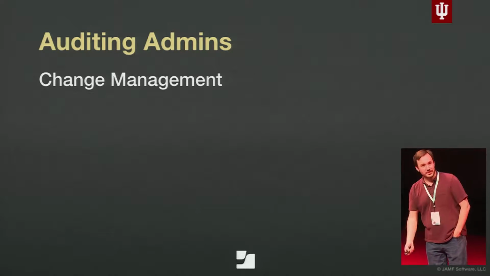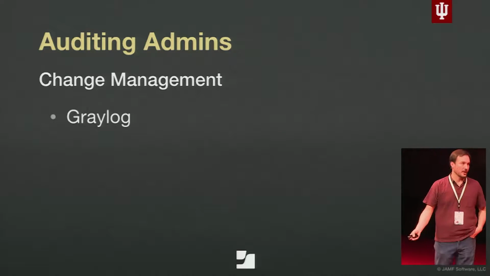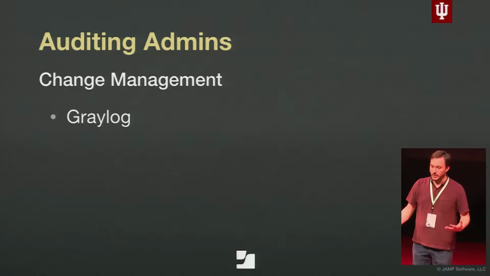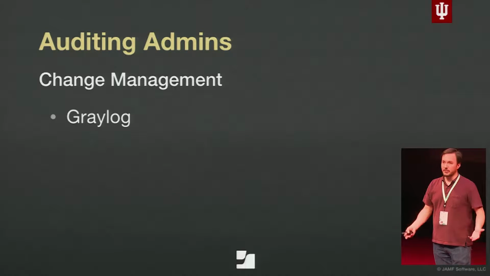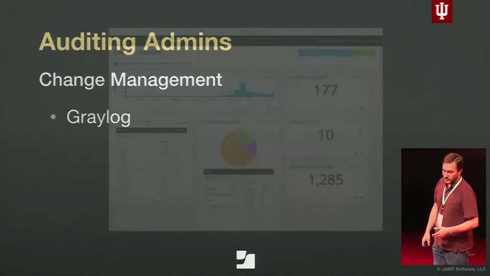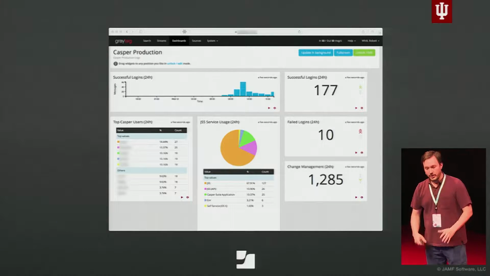So you can actually look at the auditing logs within Casper, but I highly recommend choosing something like Graylog to offload these onto, because it just makes for a better way to organize and display this information, and also you can do some really cool things with it. So for example, this is a dashboard we created in Graylog, and this is very basic stuff.